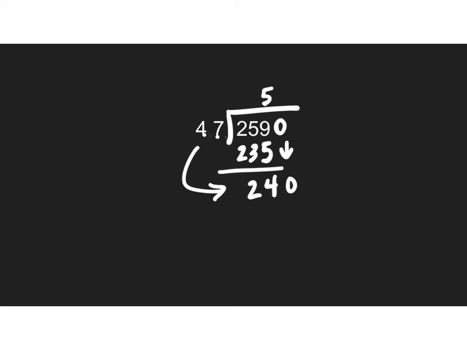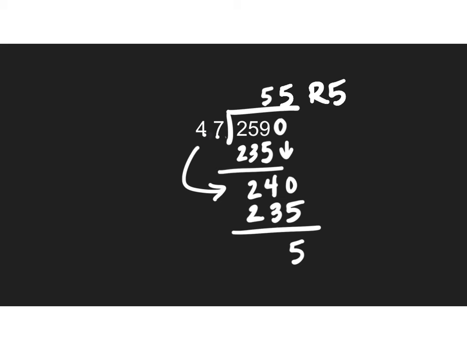I already know that 47 times 5 is going to give me 235. So I'm going to go with that. 47 goes into 240 5 times. 47 times 5 is 235. And I'm going to do my subtraction. I get 5. I'm going to leave that as my remainder.